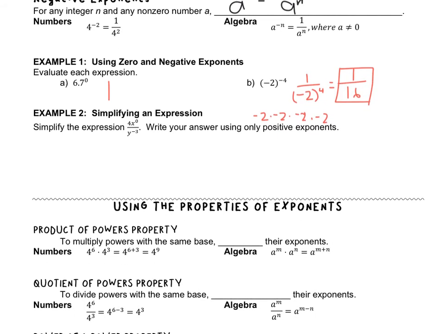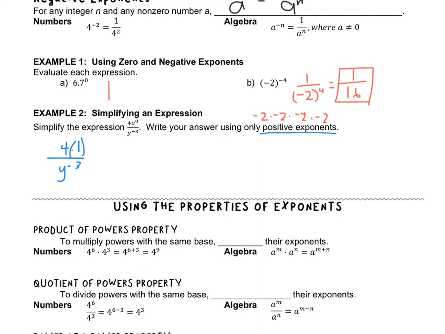All right, let's try a little more complicated example. Example 2. We have to simplify 4x to the 0 over y to the negative 3, and we have to write our answer using only positive exponents, which means our final answer cannot have a negative exponent in it. So, the first thing to recognize is that anything to the 0 is 1. That doesn't make the whole numerator 1, it just means it's 4 times 1, because x to the 0 is 1. So it's 4 times 1. Now, well, I should use parentheses because that looks like 4.1.